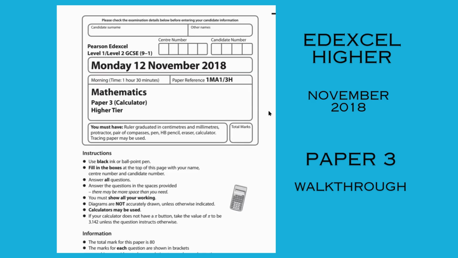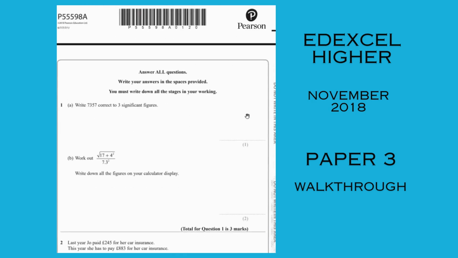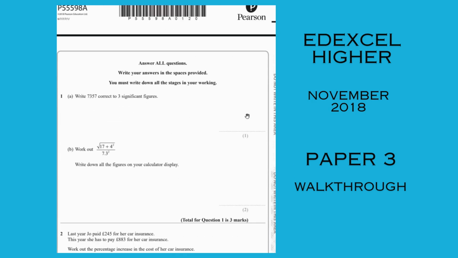So welcome to the walkthrough. It's the Edexcel Higher paper. We're in November 2018 and it's paper 3, so calculators at the ready. First up, 1A.